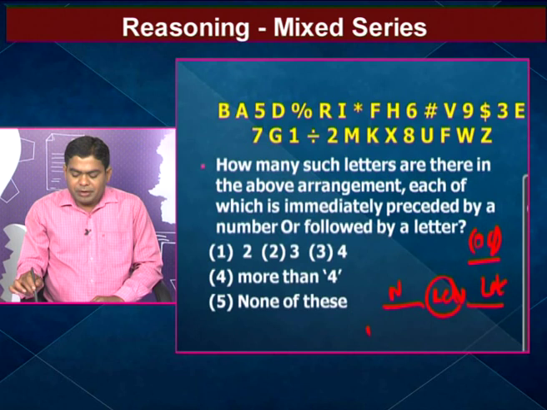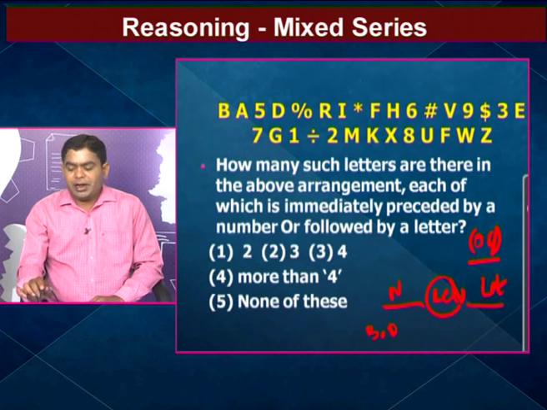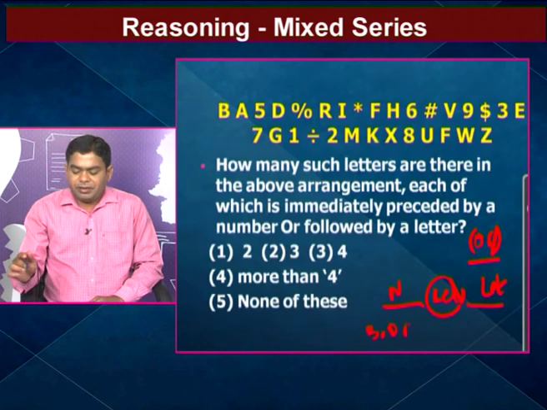At present one element is there, that one is B. After that we go to the next letter. The letter must be preceded by a number. That one is 5, that means D is also satisfied. After that we go to the next letter, that one is R. It must be preceded by a number or otherwise it must be followed by a letter. Here in the question R is followed by a letter, that's why we count that R.